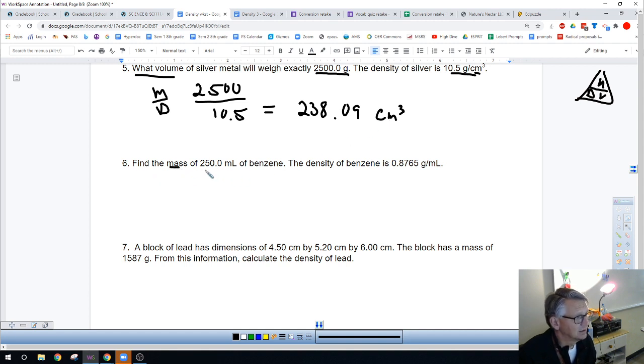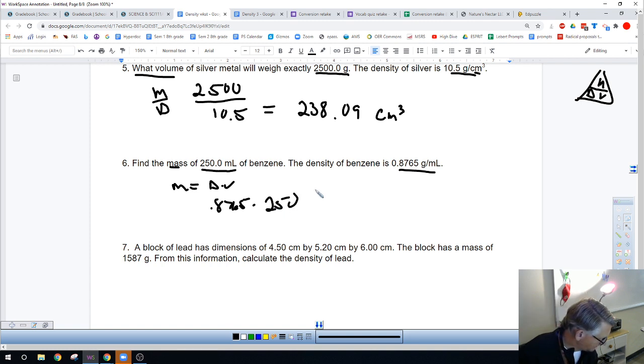Find the mass of 250 milliliters of benzene. Benzene has a density of that. If we're solving for mass, mass is equal to density times volume. Our density is 0.8765 times our volume, 250. If we take 0.8765 times 250 equals 219.125. You can round it if you want, and the mass will be labeled in grams.